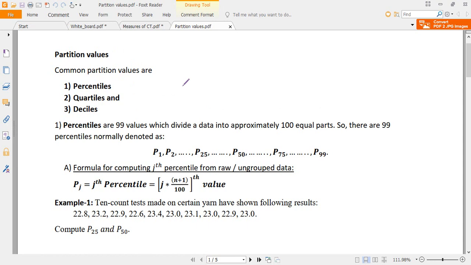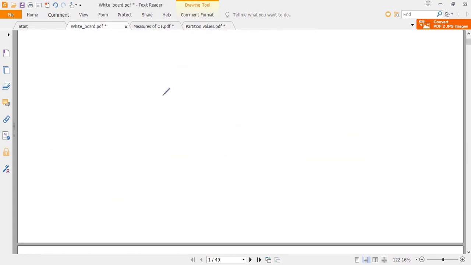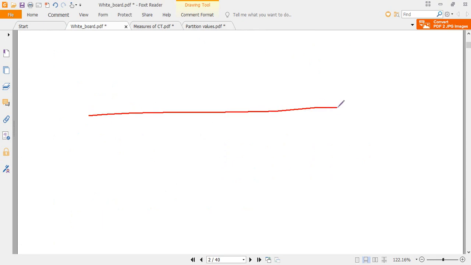So common partition values are percentiles, quartiles and deciles. So what is percentile? In plain English, percentiles are 99 values which divide the data into approximately 100 equal parts. So there are 99 percentiles. Graphically, we can see what a percentile is.